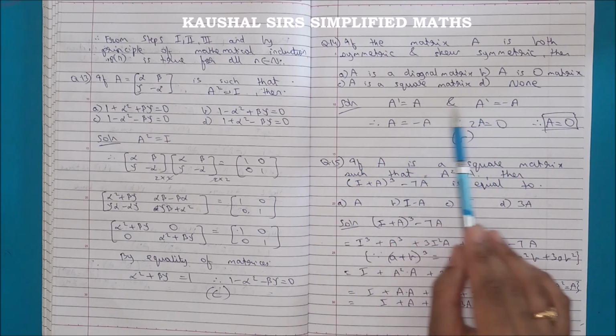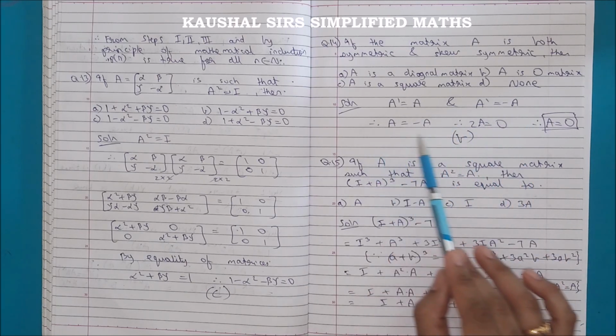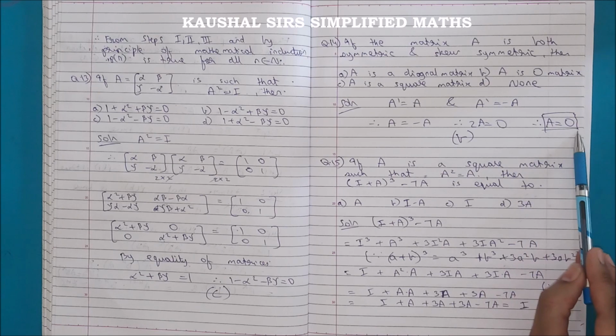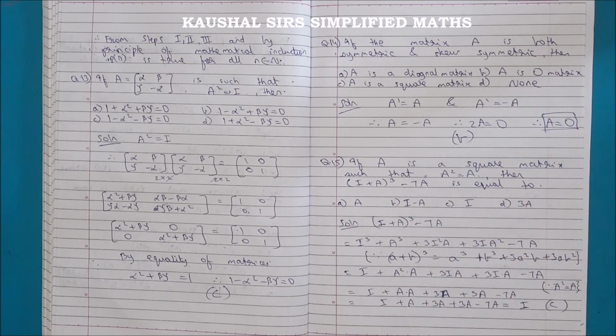तो कैन यू इक्वेट बोथ द ए डैश, तो कैन आई से ए इक्वल टू माइनस ए. So if this comes on the left hand side, you get 2a equal to 0. Therefore, a is equal to 0 means a is a 0 matrix. Okay, so your option B is correct. Okay, coming to the 15th question, which is the last sum of this exercise as well as the chapter.